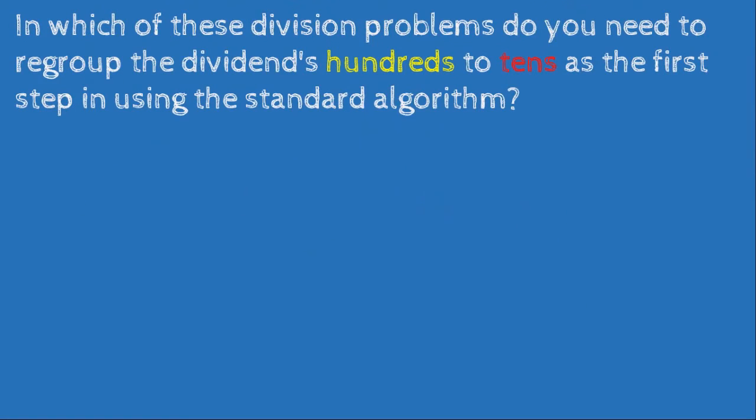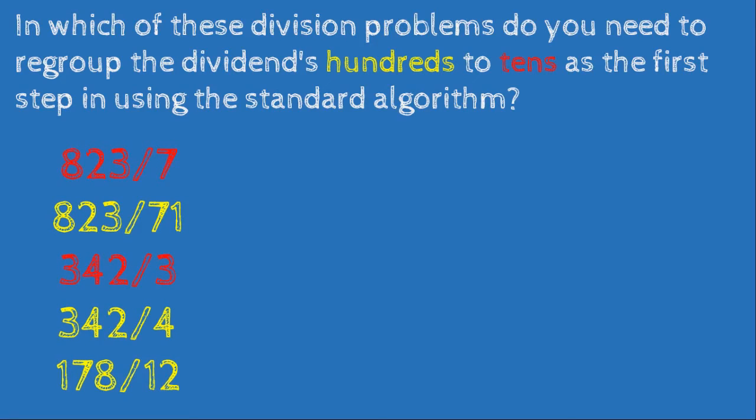In which of these division problems do you need to regroup the dividend's hundreds to tens as the first step in using the standard algorithm? So we have 823 divided by 7, 823 divided by 71, 342 divided by 3, 342 divided by 4, and 178 divided by 12. So in the first one, we know that the first number of 823 is 8.